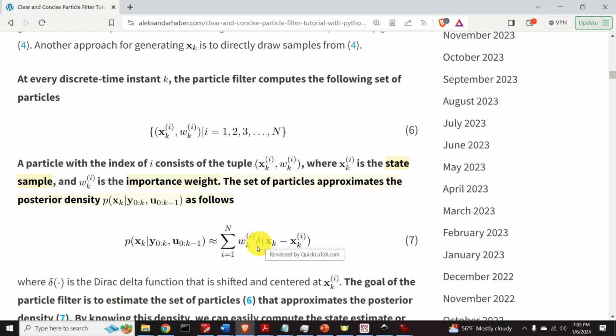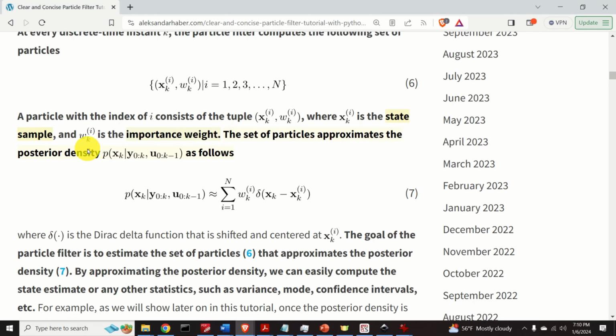This function delta is the Dirac delta function that is shifted and centered at x_k^i, that is, at the sample of the state. To summarize, the goal of the particle filter is to estimate the set of particles given by equation number 6 that approximates the posterior density given by equation number 7.